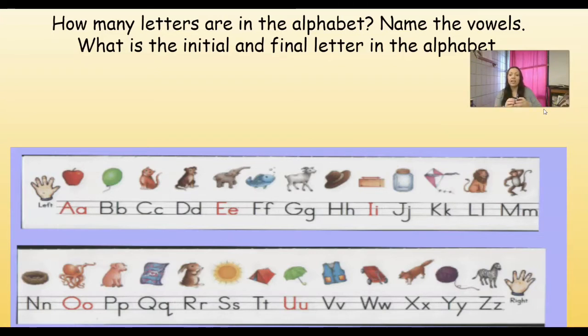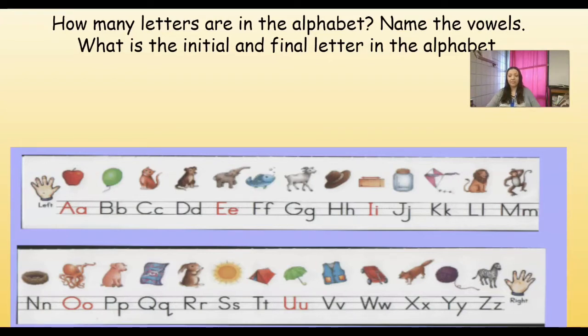Very good. And they either have to be vowels or consonants. And we know how many vowels we have? 5. That's right, because we can fit them on our hand and say A, E, I, O, U. And what is the initial letter in the alphabet? Remember, initial means beginning. A. And what's the final letter in the alphabet? That's right, Z.